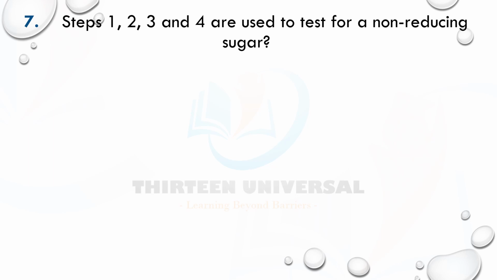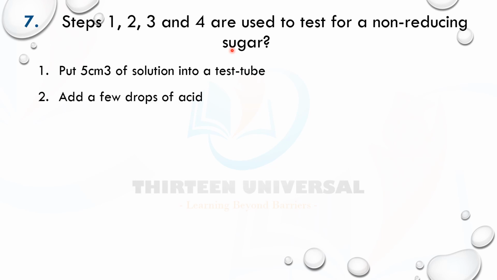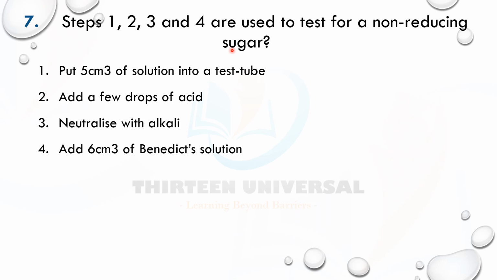Now look at the next question. Steps 1, 2, 3, and 4 are used to test for a non-reducing sugar. You can see that, test for sucrose. That's step 1. Put 5 cm cube of solution into a test tube. Add a few drops of acid. Neutralize with alkali. Add 6 cm cube of Benedict's solution. When is the solution heated or boiled? Pause this video and try the question. When is it heated or boiled?